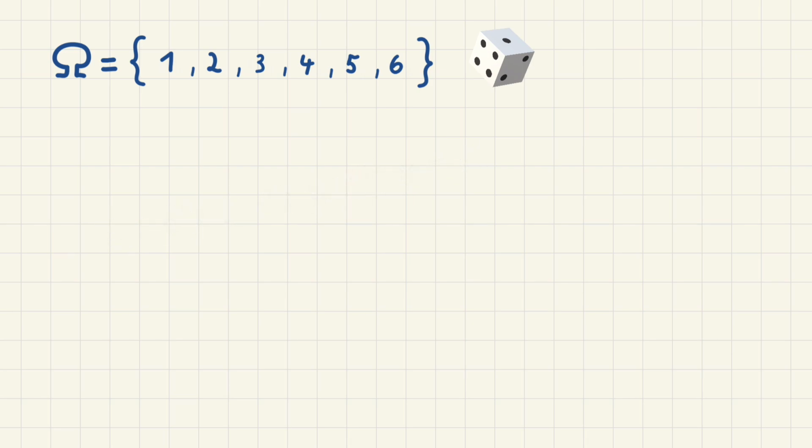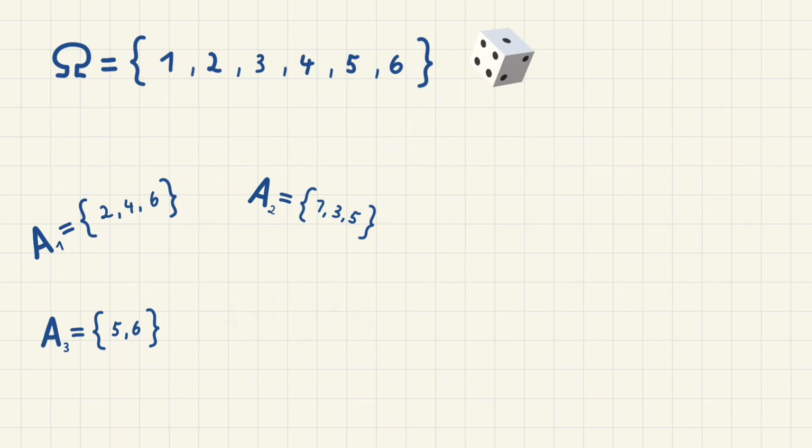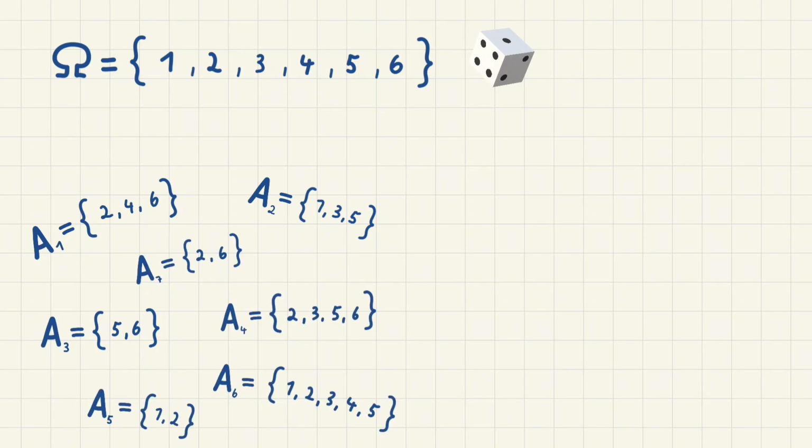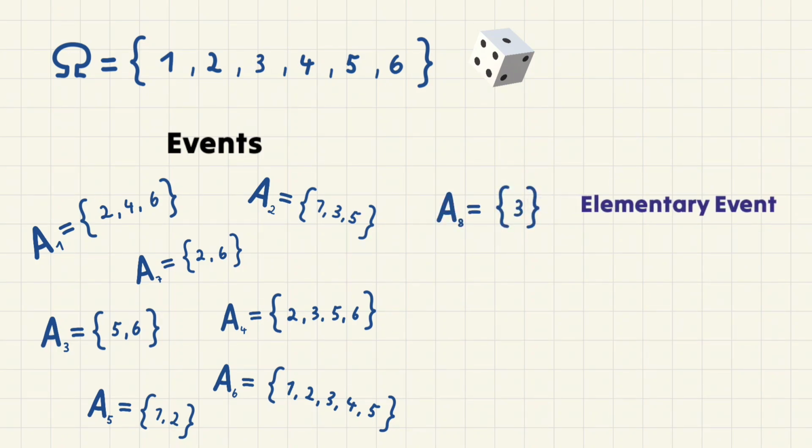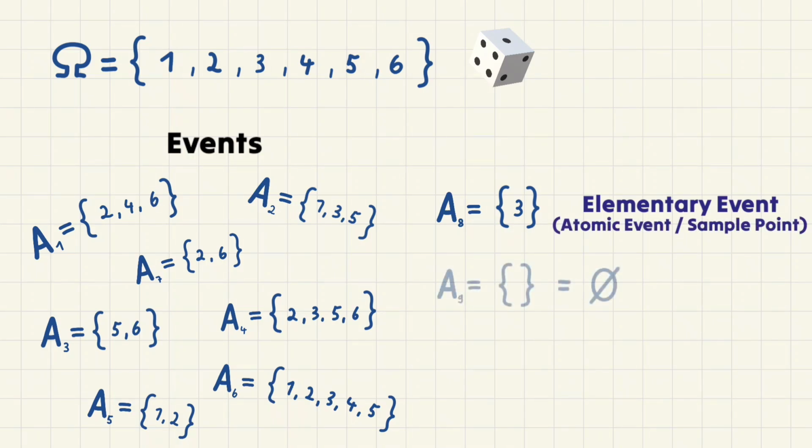But here's the thing. Probability statements aren't always about single outcomes. You might want to know the likelihood of rolling only even numbers or odd numbers, or numbers greater than or equal to 5, or something similar. These sets, made up of several outcomes, are called events. Specifically, if an event contains only a single outcome, it's called an elementary event, or also atomic event or sample point. The empty set is also considered an event, referred to as the impossible event, because it can never occur.